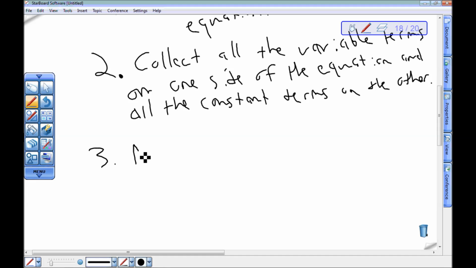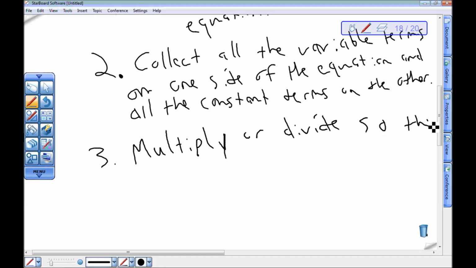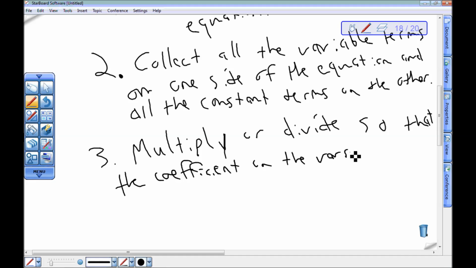Step 3, I'm going to either multiply or divide so that the coefficient on the variable is 1. Okay, right? I'm going to multiply or divide by whatever I need to do so that I just have x equals something, or something equals y, or whatever variable I'm trying to solve for. I want to make it so that I've just got that, because then I can see what the solution is.